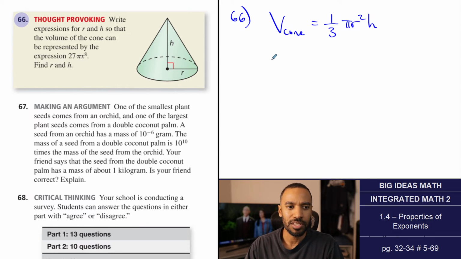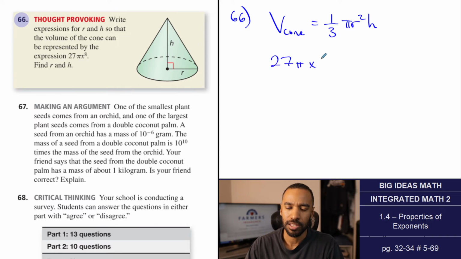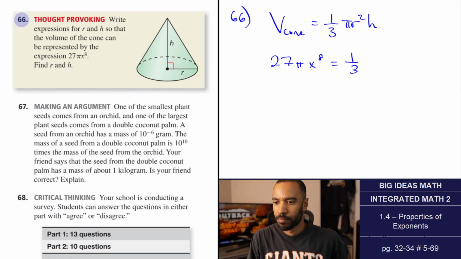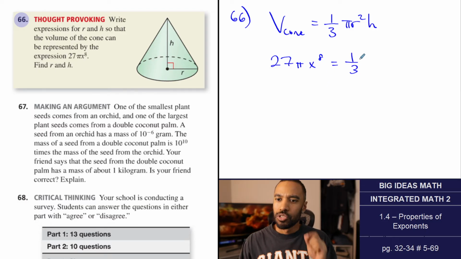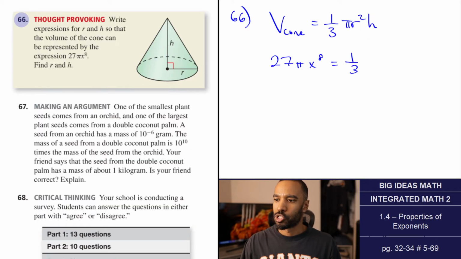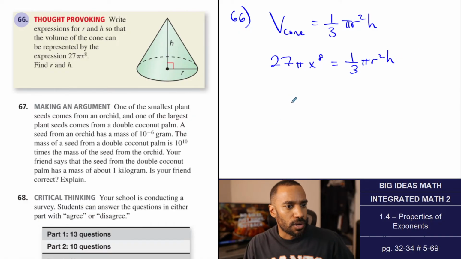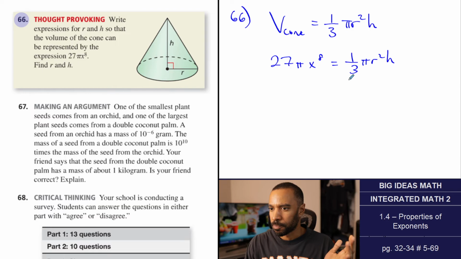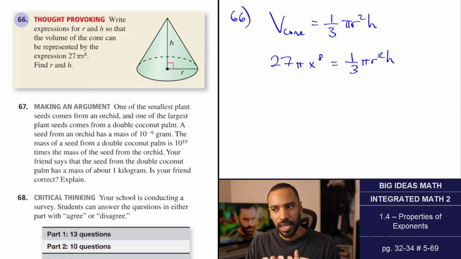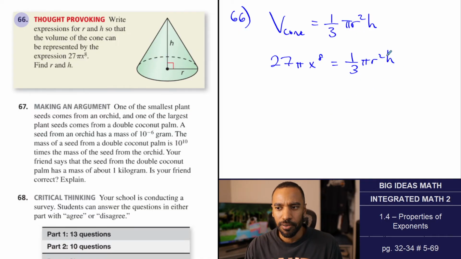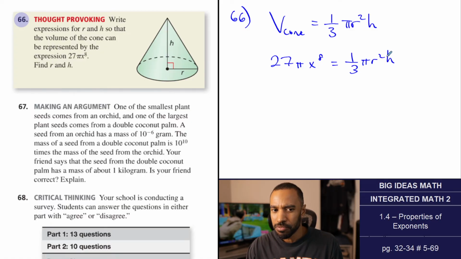So if the volume is instead rewritten as 27 pi x to the 8th, let's set that equal to 1/3 pi r squared times height. So what do they want us to do? They say write expressions for r and h so the volume of the cone can be represented here. So now what we're going to do is get the radius in terms of this and the height in terms of this, I guess, as we're doing it. So now we want to solve for r and solve for h. So we want to get them by themselves.